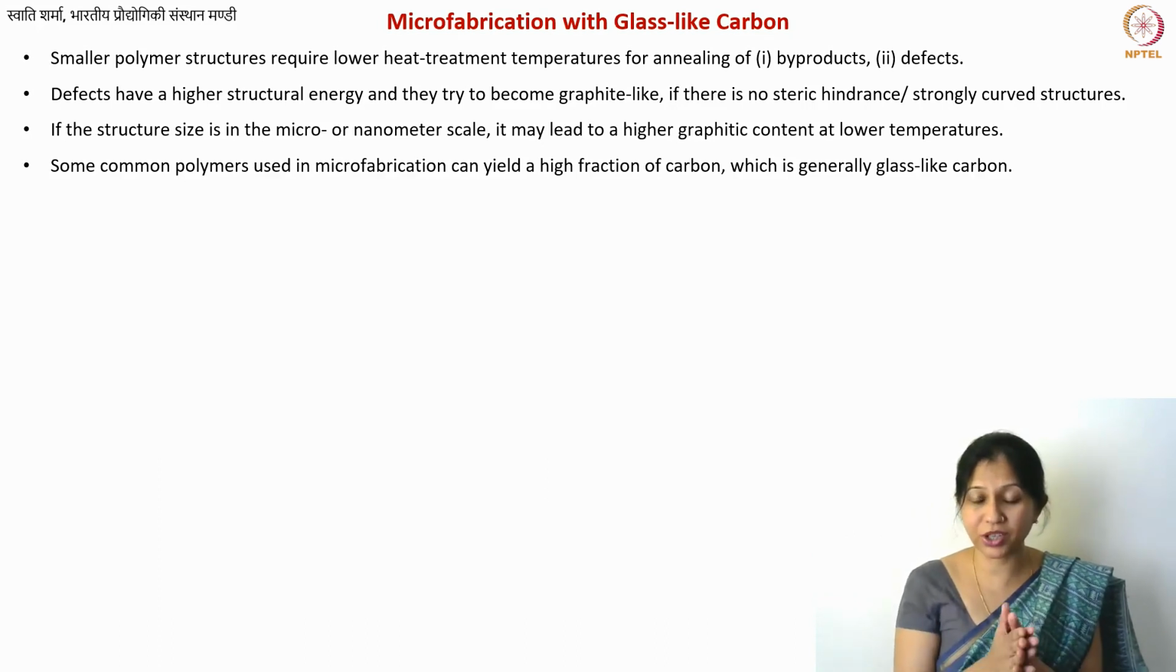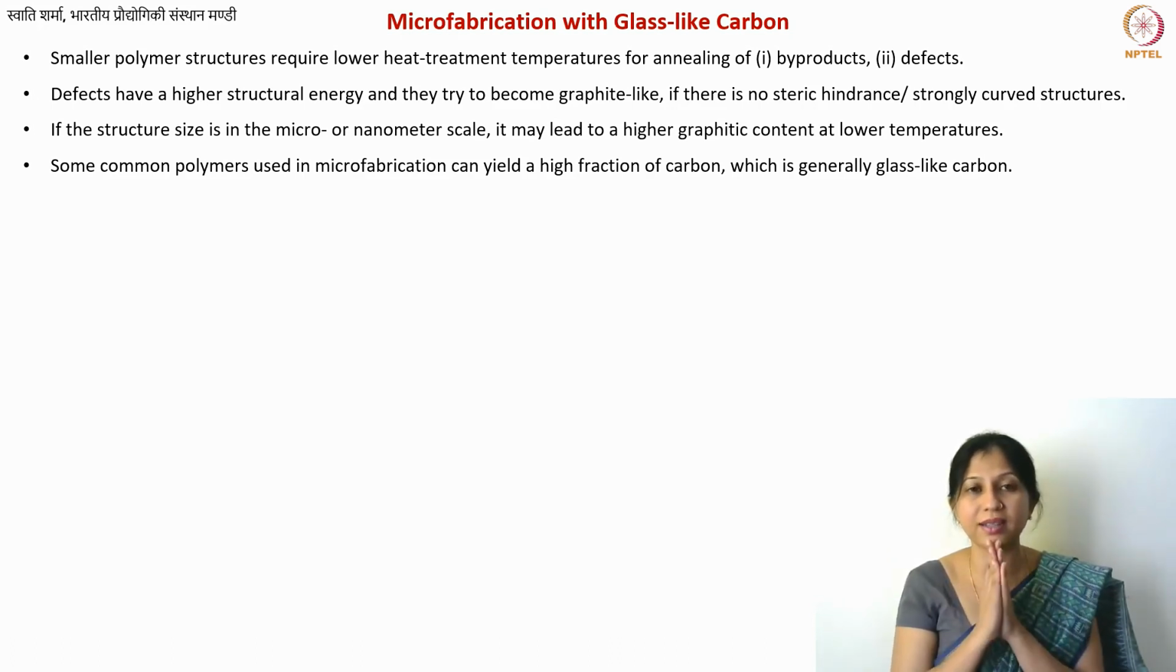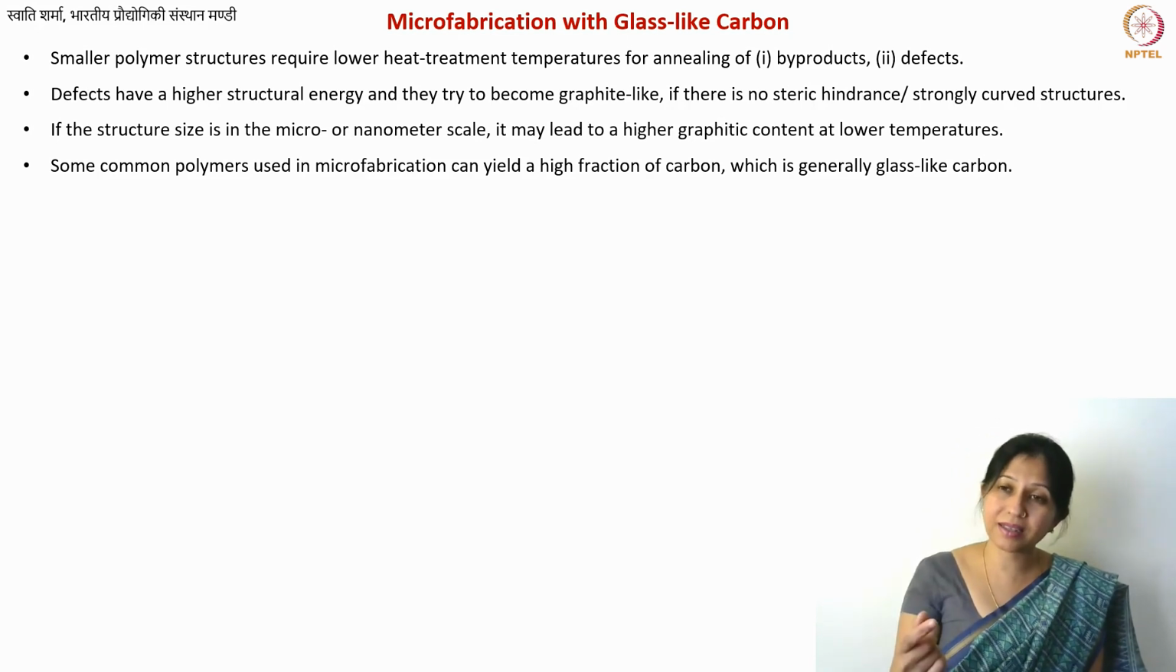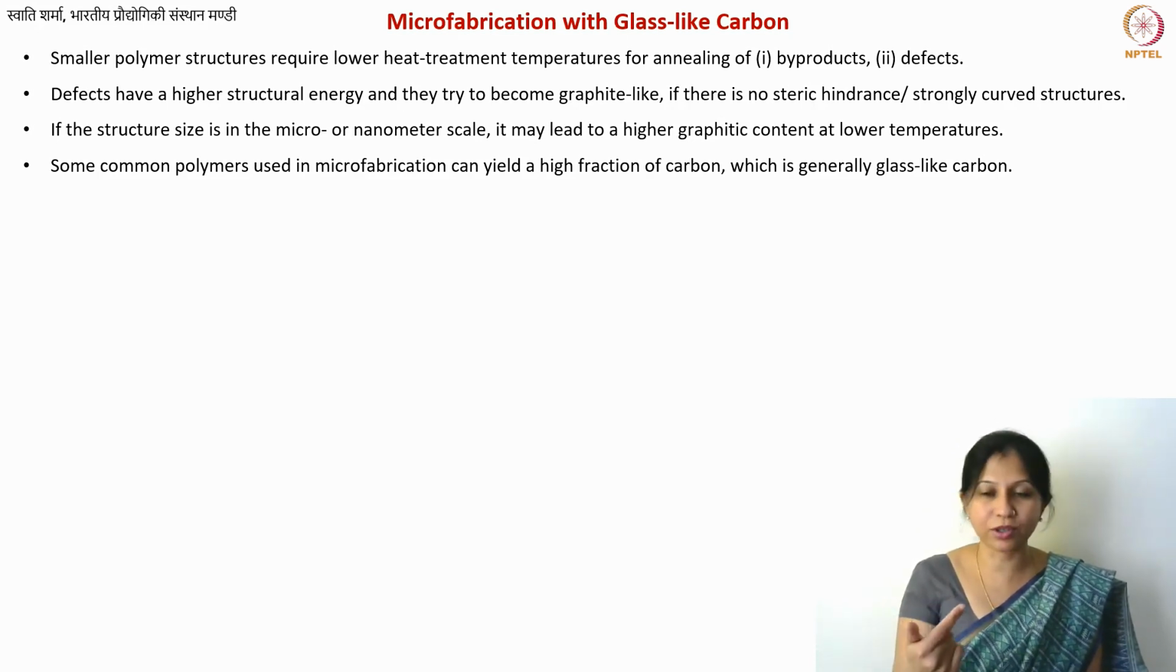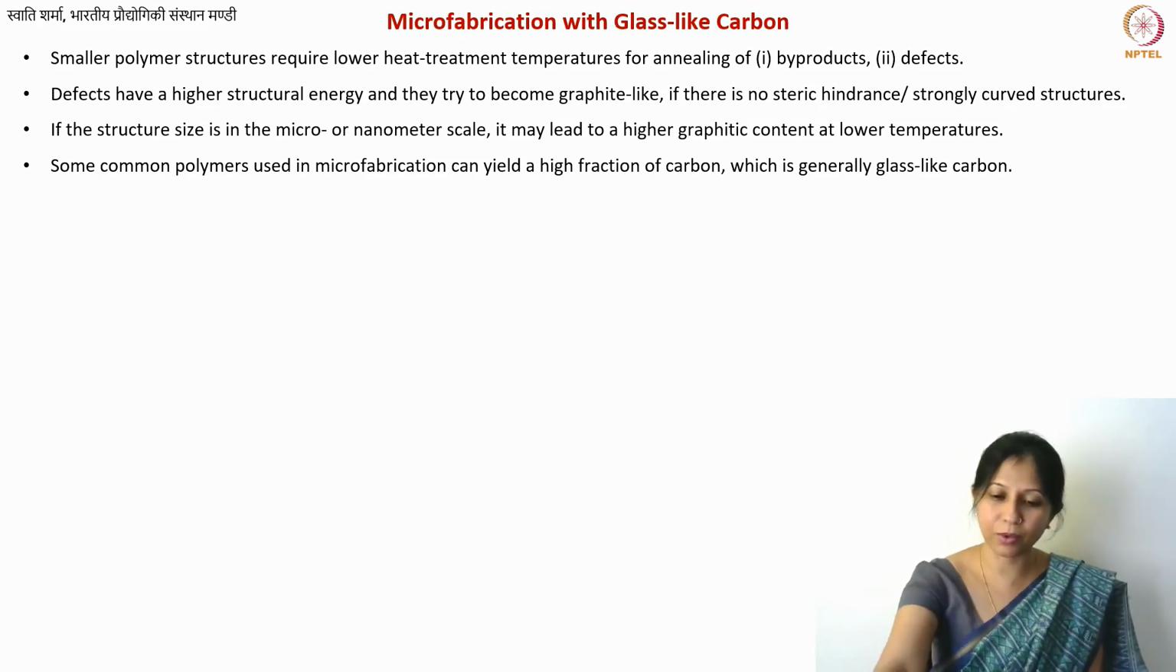Now, as I also mentioned, you may get more graphitic order at lower pyrolysis or heat treatment temperatures if you have easier annealing of defects, and also some polymers. We will talk about this. There are some polymers which are used for many microfabrication techniques, especially photolithography. These are actually able to give you glass-like carbon. So this is what we will talk about.